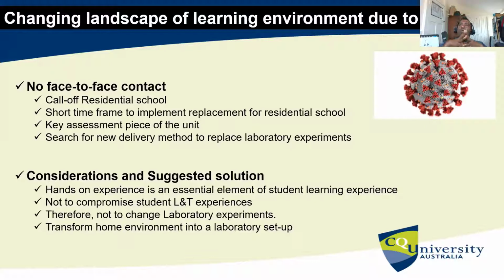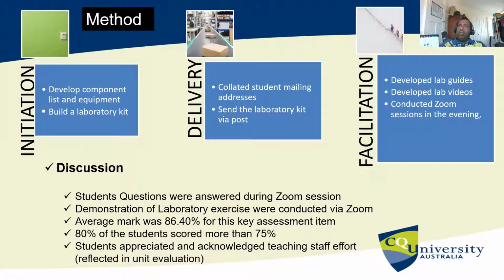Then comes the question, how are we going to do that? Because as we know, we have a lot of laboratory equipment on our campuses, and that's how we do it, so how do we transform that to get it done in a home environment? So this is the method. I would like to categorize this into 3 phases. The first phase is initiation, and the next phase is delivery of the components, the lab equipment and instruments, lab components, and facilitation.